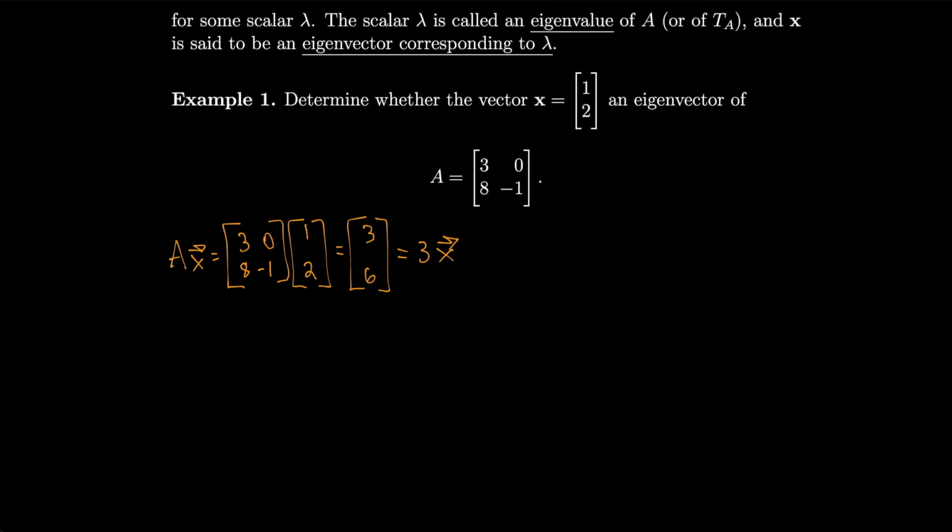Notice that wasn't super obvious just by looking at the matrix that it would happen to multiply x by 3, but we tested it out and it actually worked. So we say that x is an eigenvector of A with eigenvalue lambda equals 3.